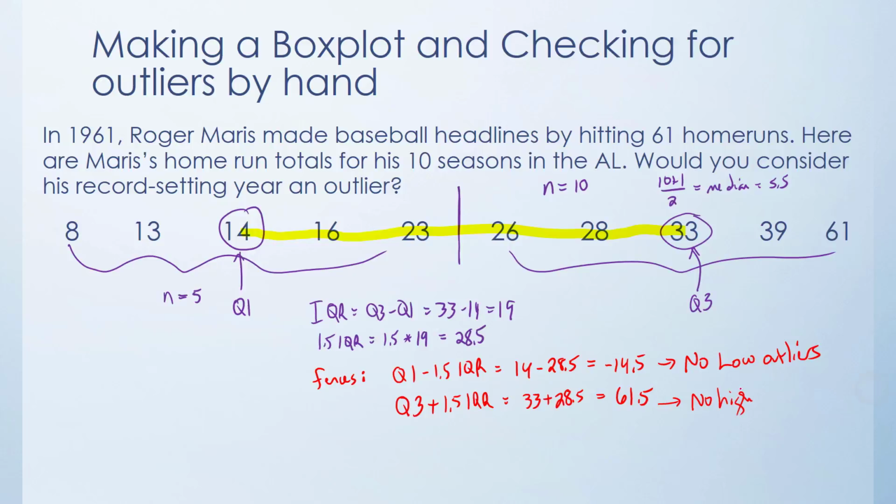Although it's a really close thing. Oh my gosh, if he had hit one more home run, it would have been an outlier. So if this had been 62, it would have been an outlier, but instead it just barely misses it.